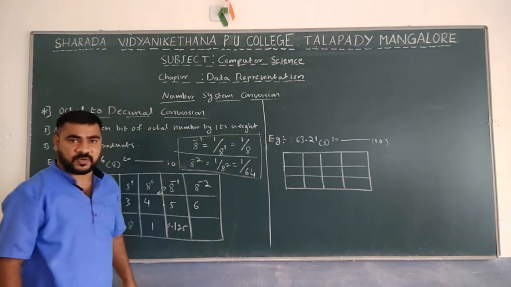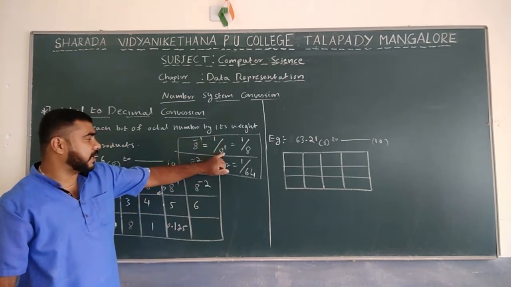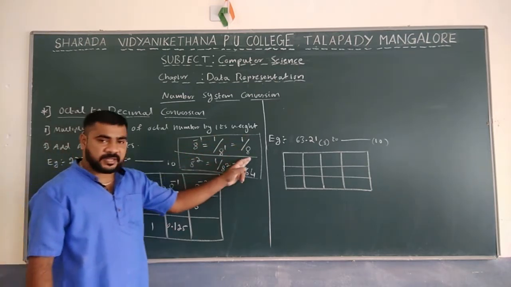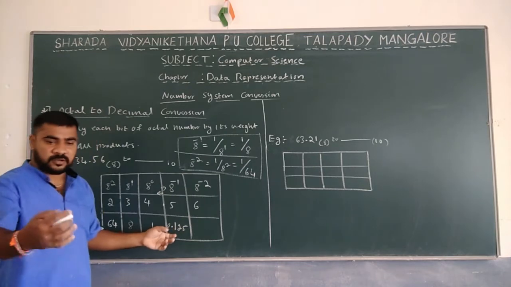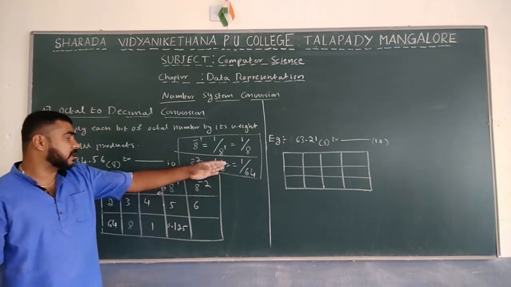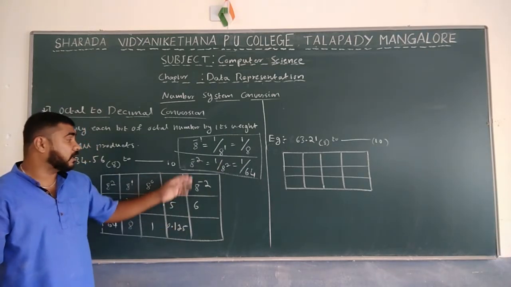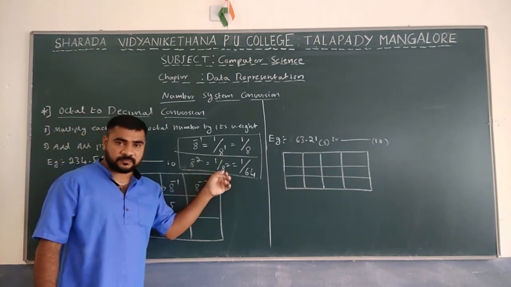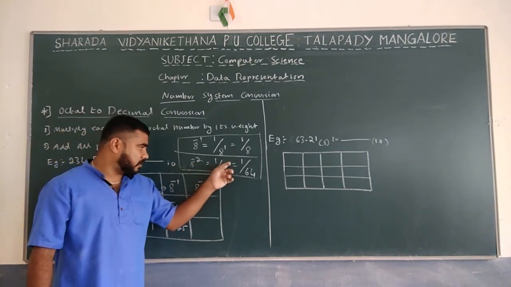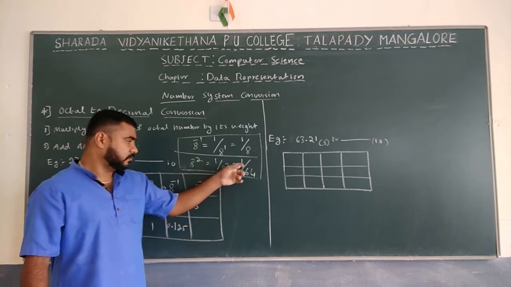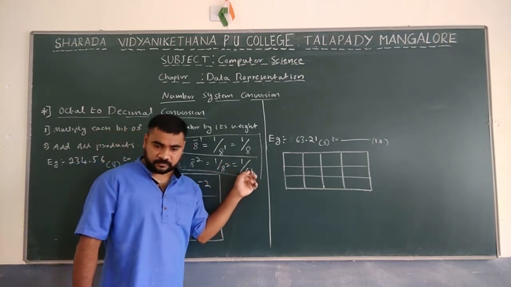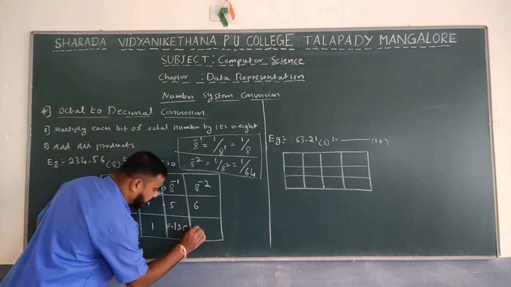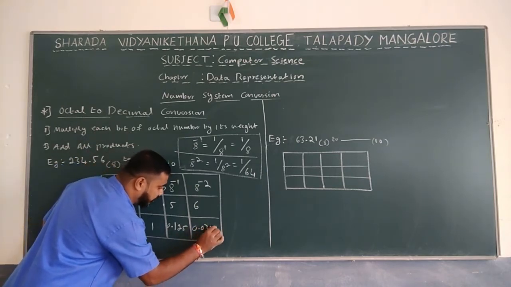8 to the power minus 1 is 1 by 8 raised to 1. So, 1 by 8 is 0.125 on the calculator. 8 to the power minus 2 means 1 by 8 square. The minus will go, so it will be 1 by 8 square. It is 1 by 64. 1 by 64 is 0.03125.